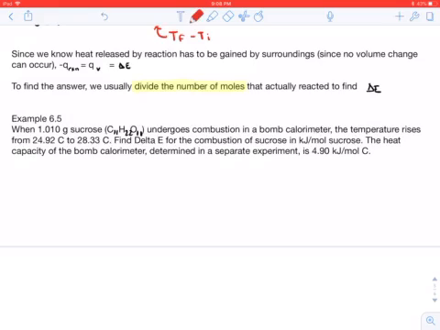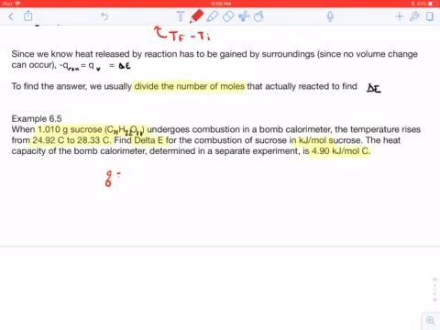So the very first thing that I want to do here is read through this example problem. We've got, when 1.01 grams of sucrose, which has formula C11H22O11, undergoes combustion in a bomb calorimeter, the temperature rises from 24.92 to 28.33. We're supposed to find delta E for the combustion in kilojoules per mole, and our heat capacity of the bomb calorimeter is 4.90 kilojoules per degree C.